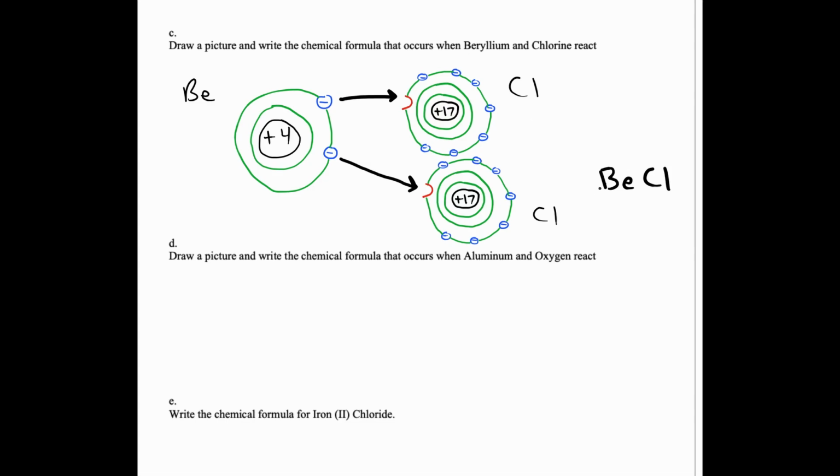So the formula is actually not BeCl, it is BeCl2. So the subscript of 2 tells us that 2 chlorine atoms are required to satisfy 1 beryllium atom, and this can be the chemical formula. It would be, in words, beryllium chloride.